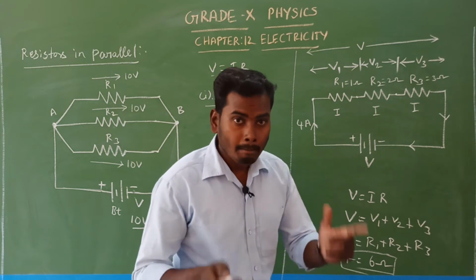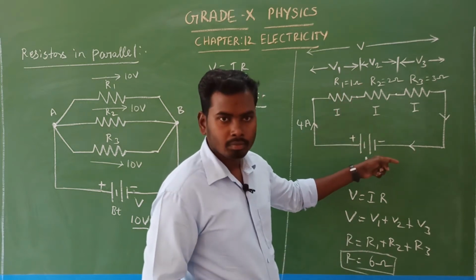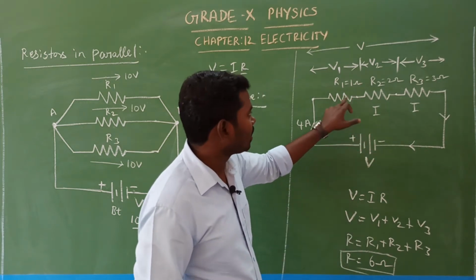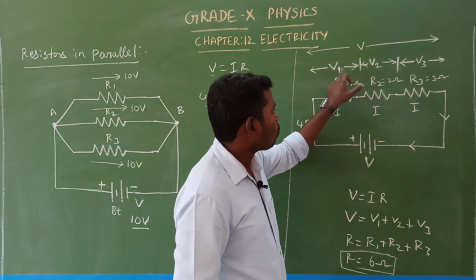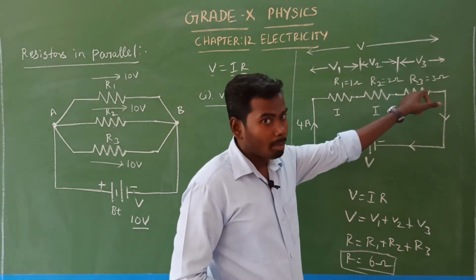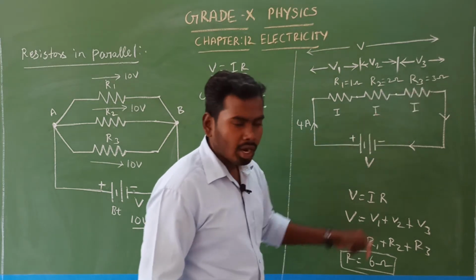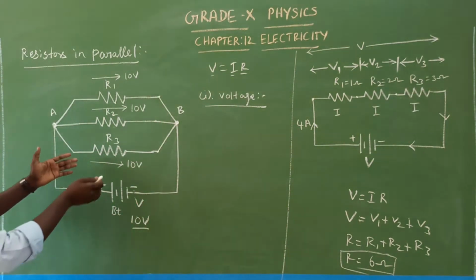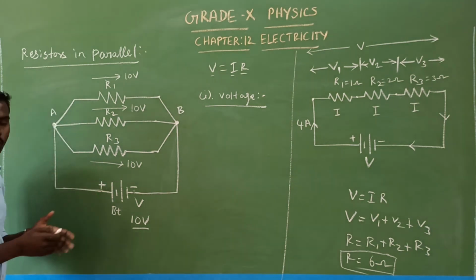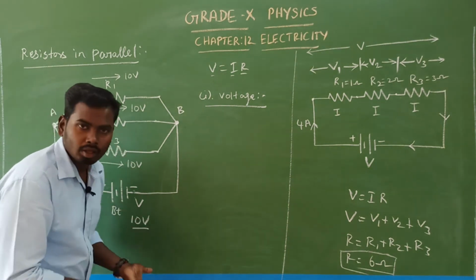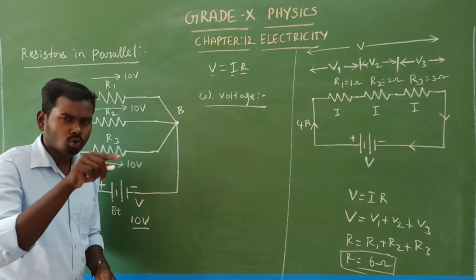Is it clear? But come to series combination. In series combination, voltage gets distributed. Am I right? Voltage gets distributed. Is it clear? Yes. But in parallel, voltage remains same. Voltage remains same. Is it clear? Yes.